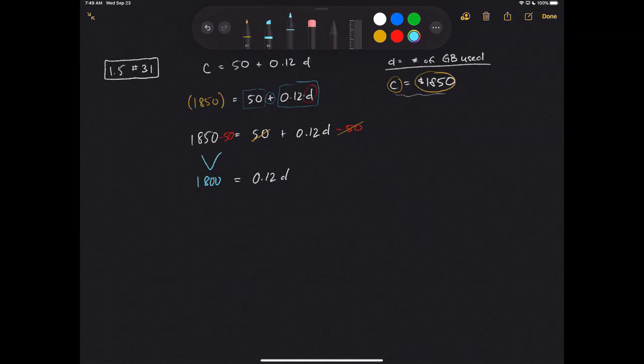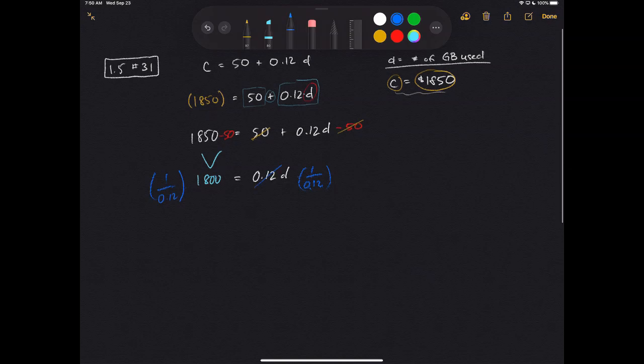How do we solve for D? Well, just like we would with any other equation, if we have something times the variable, in order to get it by itself, we're going to divide both sides by 0.12, or you can multiply it by the reciprocal. Another way to think about it would be multiplying it by 1 over 0.12, is how you saw me do it in the other videos. And that's okay too. It's equivalent, meaning it means the same thing.